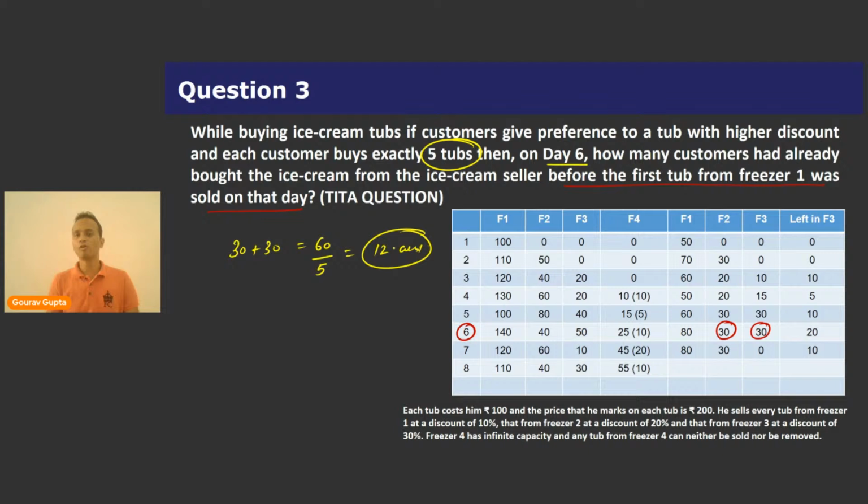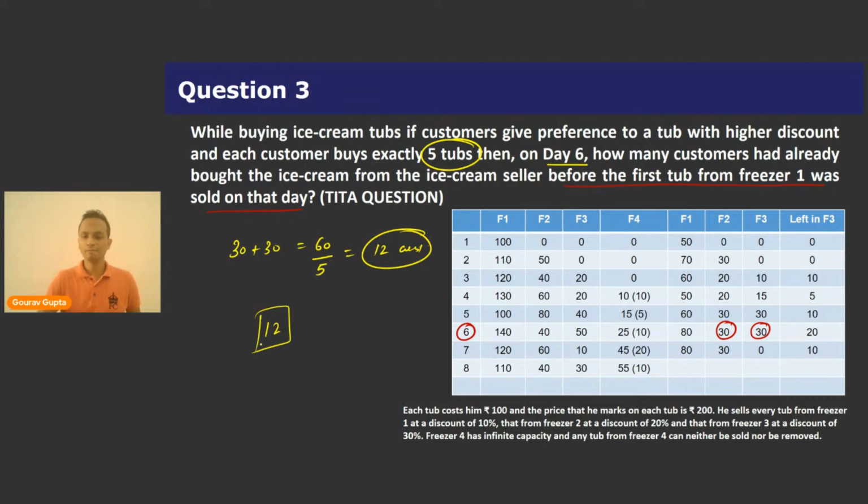So before the start of selling from freezer 1, all the ice creams from freezer 3 and freezer 2 will be sold. And since every customer buys exactly 5 tubs, these 60 tubs will be purchased by 12 customers. So 12 will be the answer to this question.